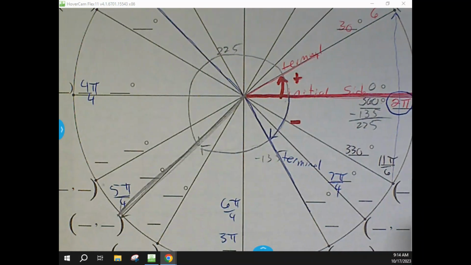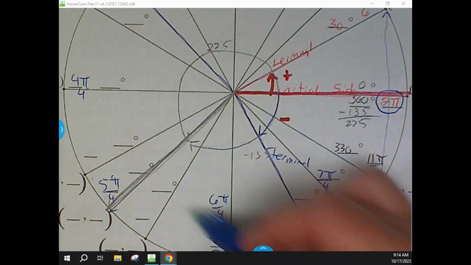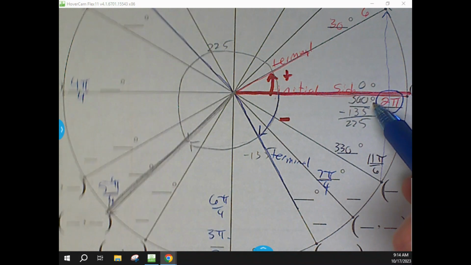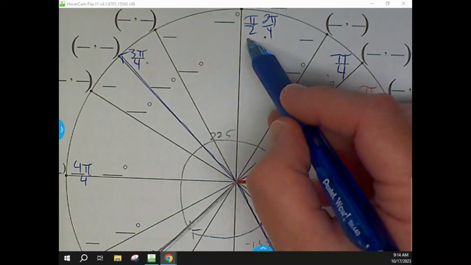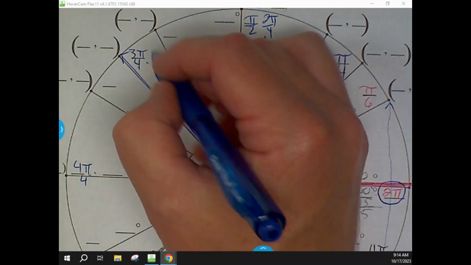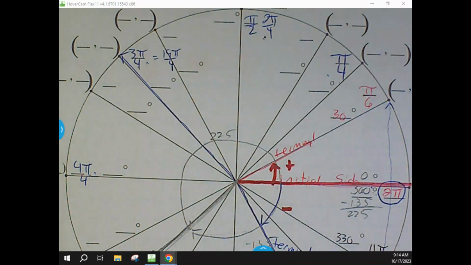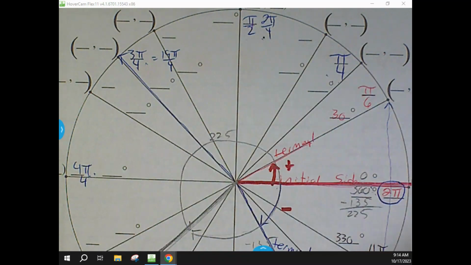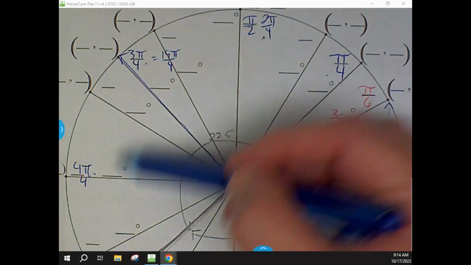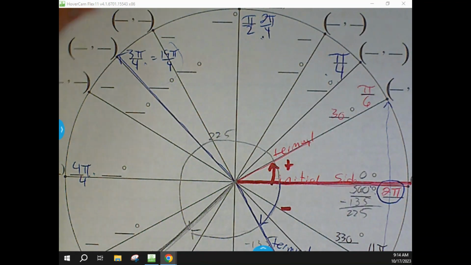So you also could count it by pi over 4s. This is 1, 2, 3, 4, 5, 6, 7. This would be 8. Then you would have 9, 10, 11, 12, 13, 14, 15, 16. So you can do it that way. That's 16, 17, 18. This would be the same thing as 19 pi over 4, which gets us back there. If they give it to you in terms of pi over 4s, you could just count 1, 2, 3, 4, 5, 6, 7, 8, and just keep going around and around until you get to the number you're looking for. So either way is fine, however you get there.